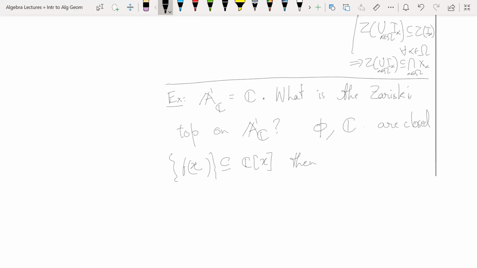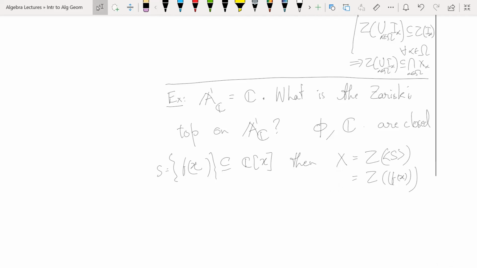But in this case you can say one polynomial, because let's say X is the zero set of some S, but S generates an ideal. So in this case it's going to be some ideal in C[x]. Since you are in a PID, it's actually the ideal generated by some polynomial, and we take the zero set of a polynomial in C[x].